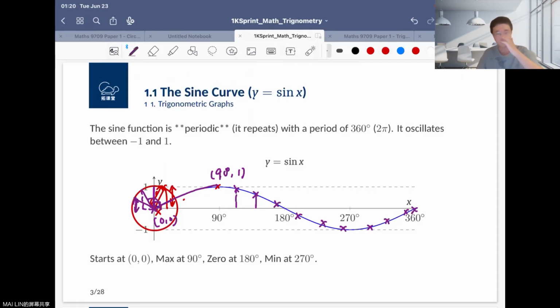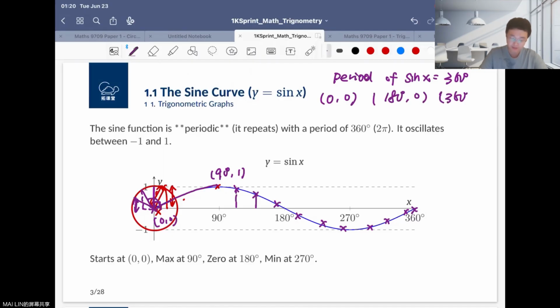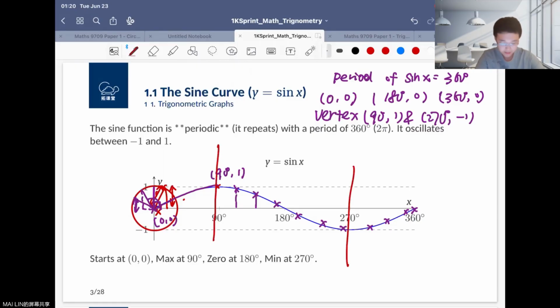So that is the curve of sine x, and you can see that from 0 to 360 degrees forms a period. So we can say the period of the sine function is 360 degrees. We also find that there are several intercepts: it passes through 0 degrees and 0 height, also 180 degrees and 0 height, and also 360 degrees and 0 height. And we can say there are two vertices: (90 degrees, 1) and (270 degrees, negative 1). So we can also say 90 degrees and 270 degrees are two symmetry lines for the sine graph, okay? That is the sine graph.